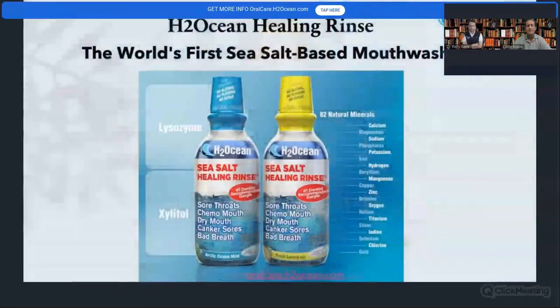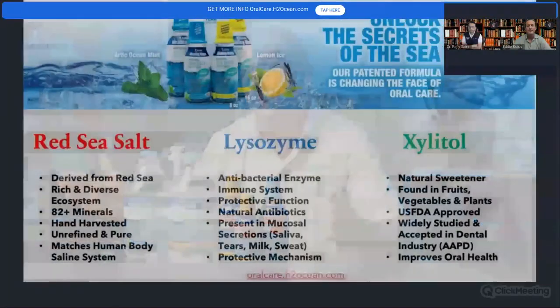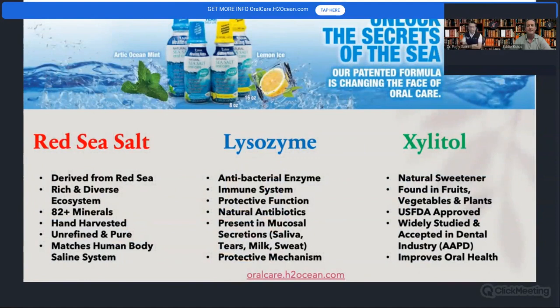Now, let's focus on one of our flagship products here, the H2 Ocean Healing Rinse, the world's first sea salt-based mouthwash. What makes this so special? The key ingredients: red sea salt, enriched with 82 trace minerals, hand-harvested, unrefined, and perfectly matching the human body saline system. Lysozyme, an antibacterial enzyme that enhances the immune system's protective function. Xylitol, a natural sweetener approved by the FDA and widely accepted in the dental industry for its oral health benefits.